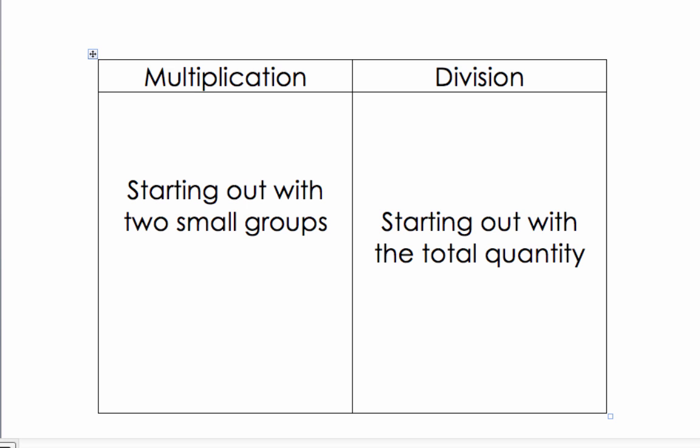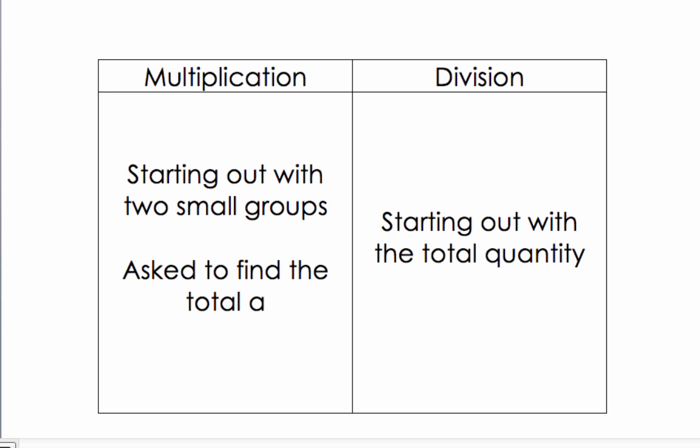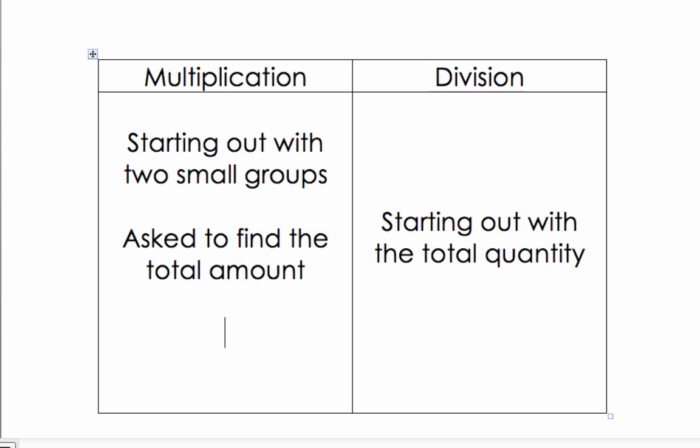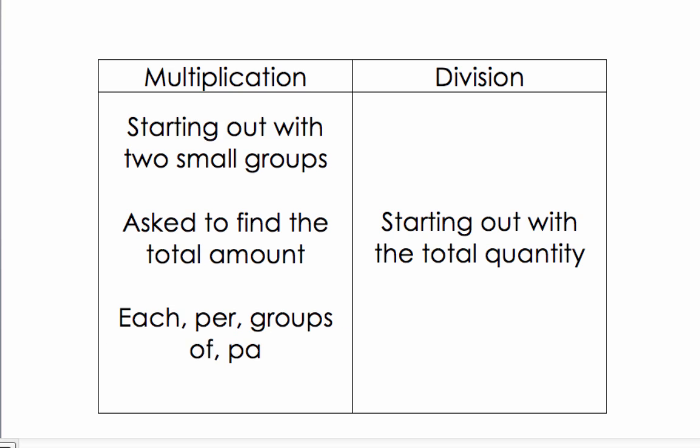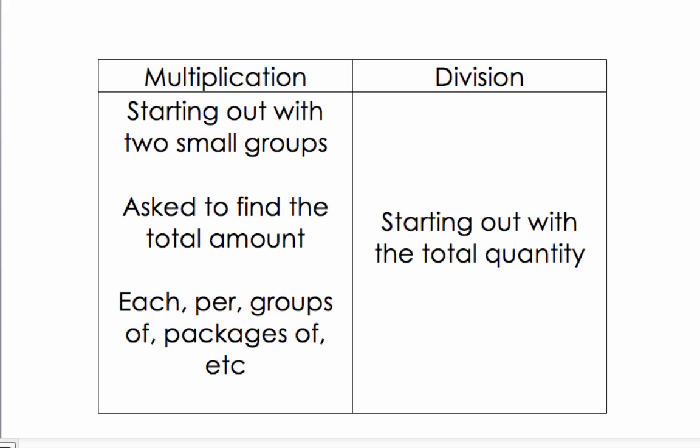Then you'll be asked to find, in all multiplication situations, no matter what the situation is, you will always be asked to find the total amount. Whether that's the total amount of money, the total amount of objects, the total amount of people, in a multiplication situation, you will always be asked to find the total amount. Some important clue words: in addition to being asked to find the total, you'll have each, per, groups of, packages of, and we'll just put etc. there, because you can really take it with any situation as long as you're starting out with 2 small groups and you're asked to find the total.